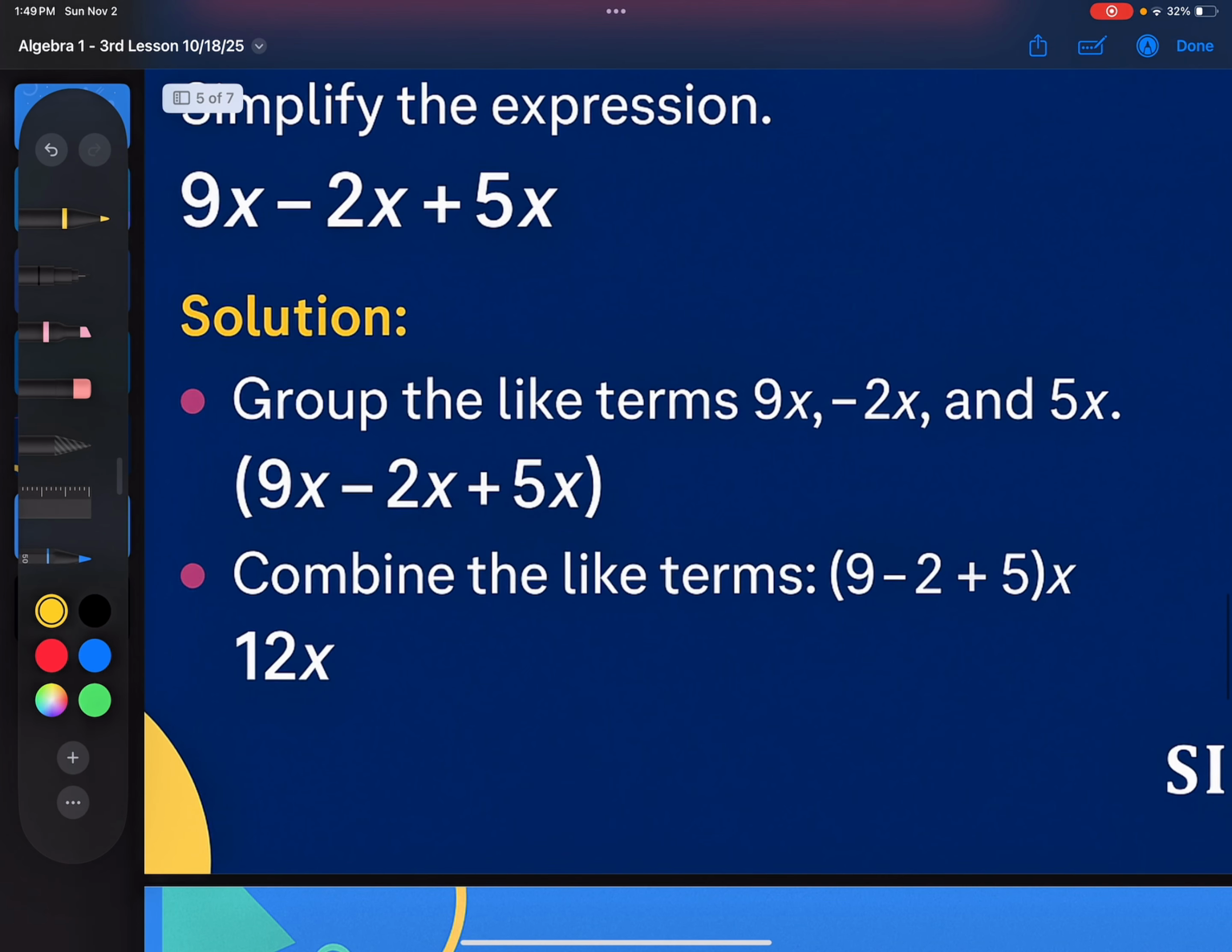In the solution, it says group the like terms. They're all like terms since they have the same variable: 9x, negative 2x, and 5x. So we group them together, then add them up, and bring the variable with it. So it would be 12x.